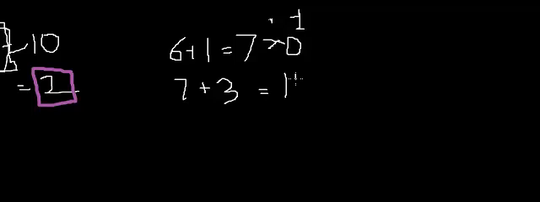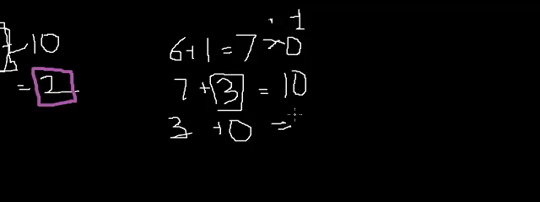7 plus 3 equals 10. And so this is the digit we have to add to the 0 now. So 3 plus 0 equals 3. And the reason that we're adding it is because the 0 is the digit above the 6.